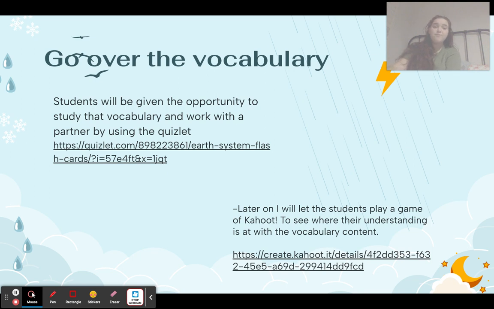Later on in the week, I'd give them a fun, cool game to test where they're at with the vocab. I'd let the students play a game of Kahoot, just to see where their understanding is on the vocabulary.